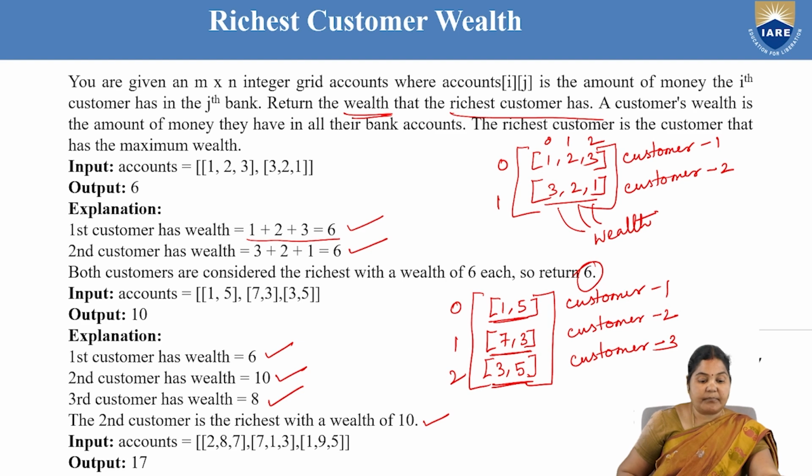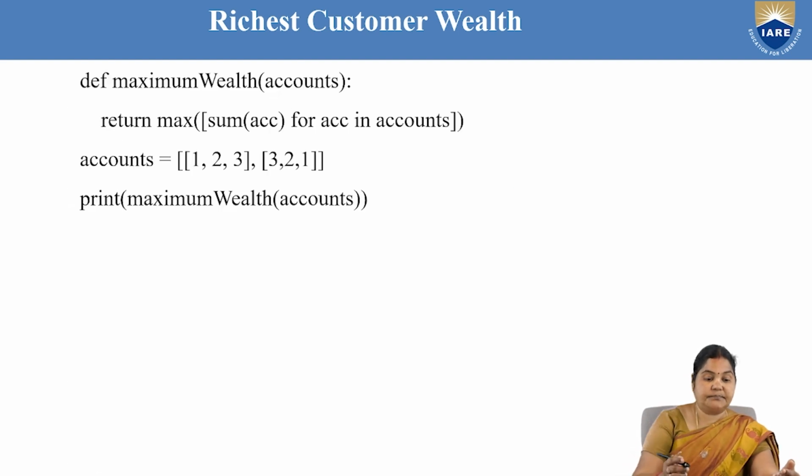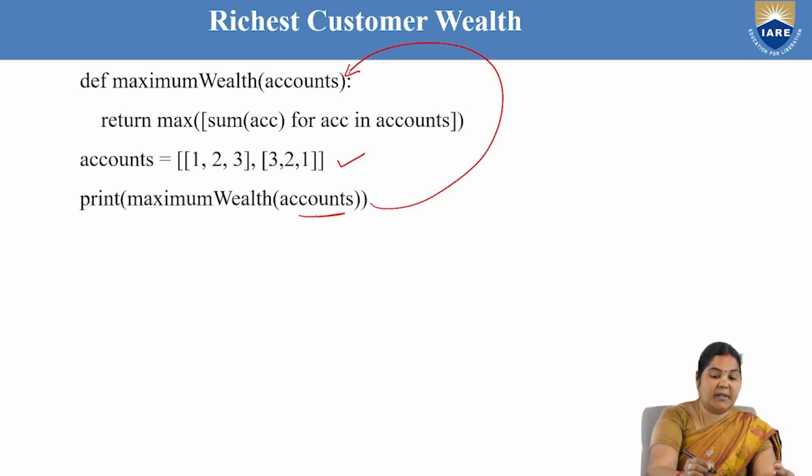Let us take the second example or first example. 1, 2, 3 and 3, 2, 1. This is the matrix given to me. Now, we are calling a function called maximum wealth and we are passing this accounts matrix. So, the accounts matrix is passed.